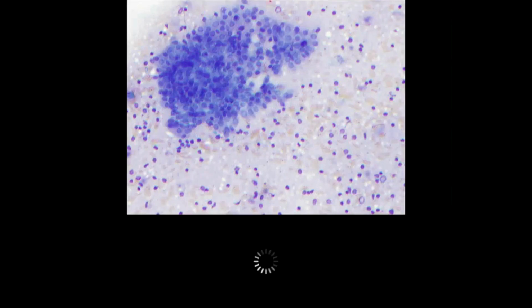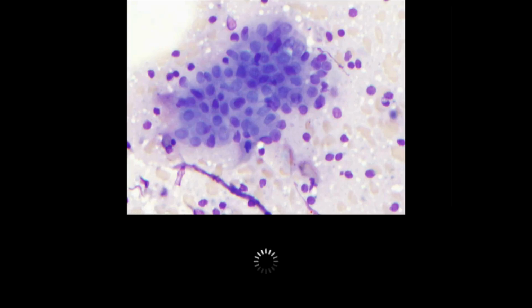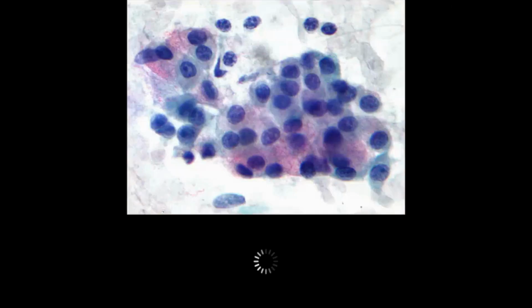So here we have sheets of oncocytes with background small lymphocytes. The oncocytes are in a nice flat sheet, fairly uniform nuclei with small lymphocytes scattered throughout the background. We get the hint in the background here that there's some granular material, cyst contents. On the Pap stain, we'll see that characteristic granular cytoplasm.